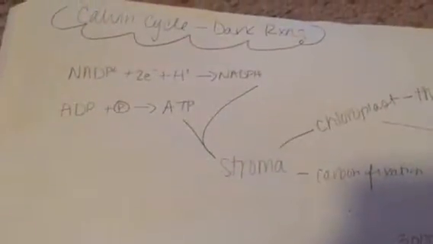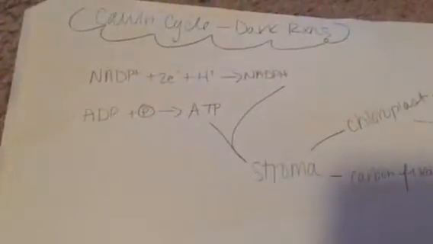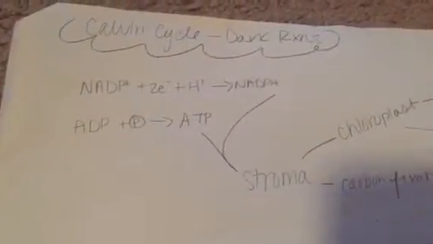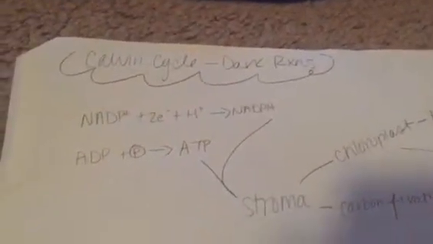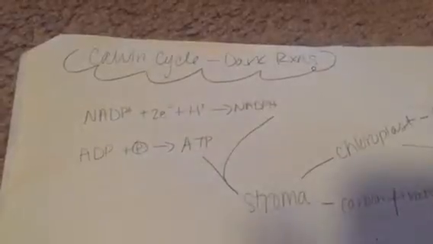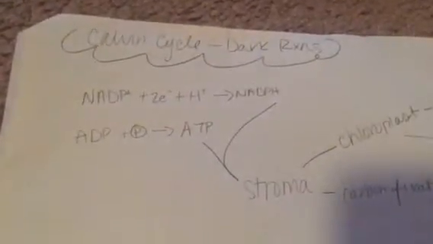Alright, and the energy here, since it doesn't come from light, comes from the NADPH and the ATP that we created in the light cycle. And I just gave a little refresher. The ATP is made when ADP is joined with a phosphate, and then NADP plus is added to 2 electrons and a hydrogen ion to make the NADPH.